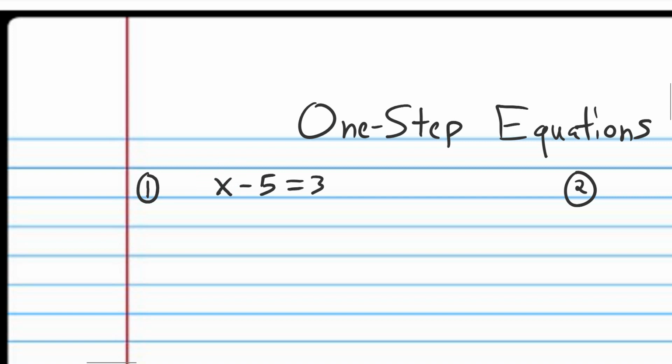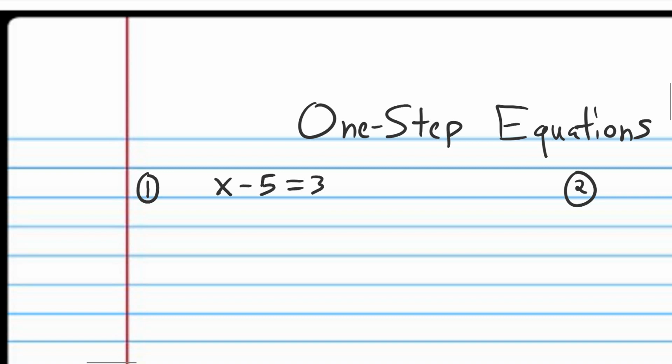Now you can probably figure out what x is just by looking at this equation. It's not that difficult. What number minus 5 equals 3? Well, I'm not going to tell you the answer. You could probably figure it out on your own. Well, I guess I will tell you. It's 8. 8 minus 5 is 3.